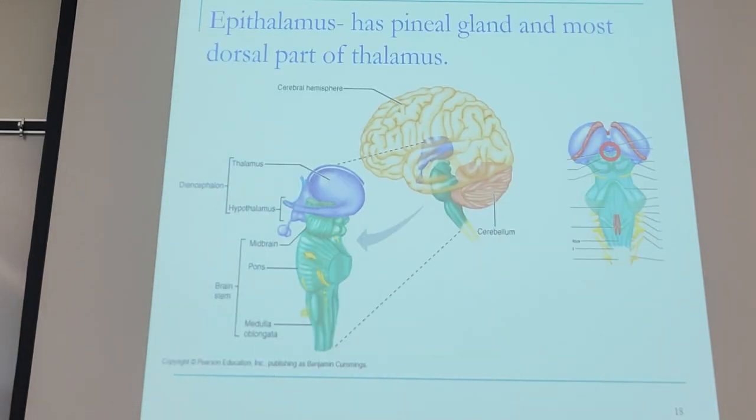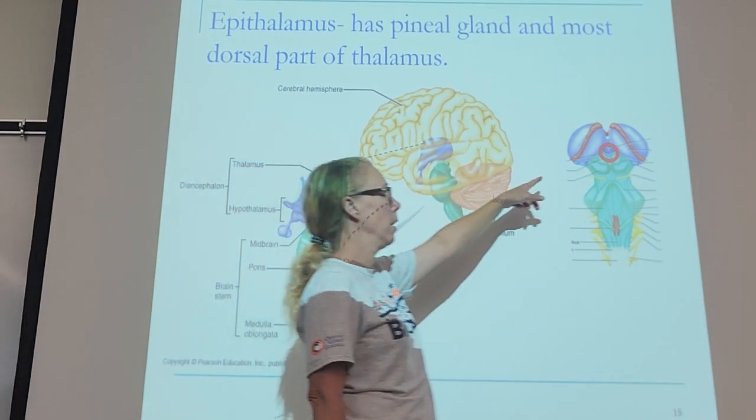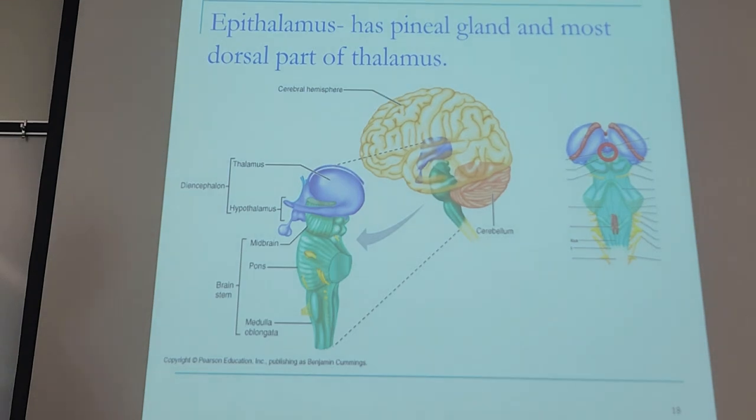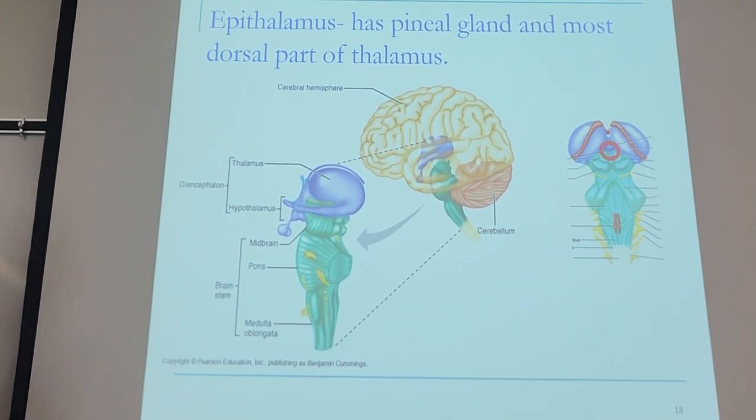So epithalamus, again, that's the pineal gland, right? And the pineal gland secretes what hormone? Melatonin. So that also helps with sleep cycles. All right, so that's pretty much the diencephalon.